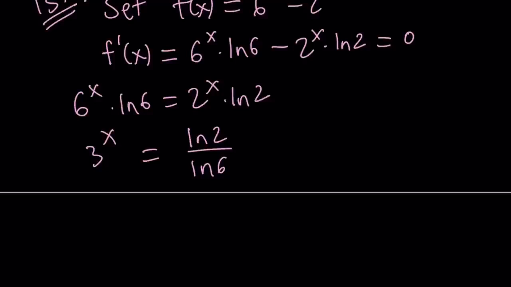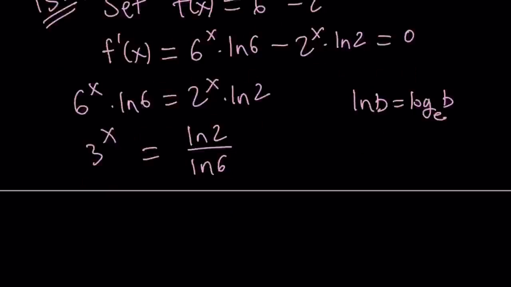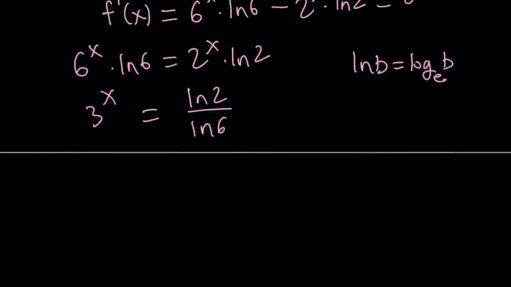By the way, I keep saying ln, like ln b is just log b with base e. e is Euler's number, which is about 2.7. That is the special number whose derivative is itself. Okay? All right. So let's go ahead and ln both sides.